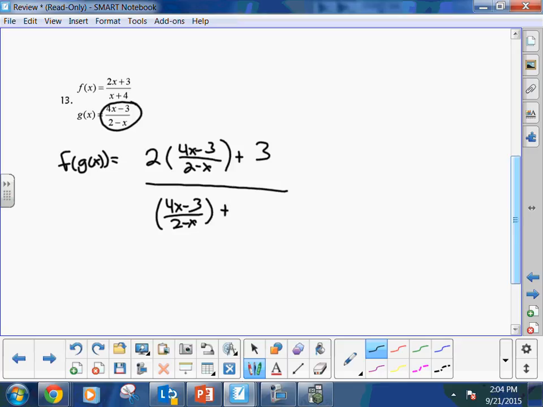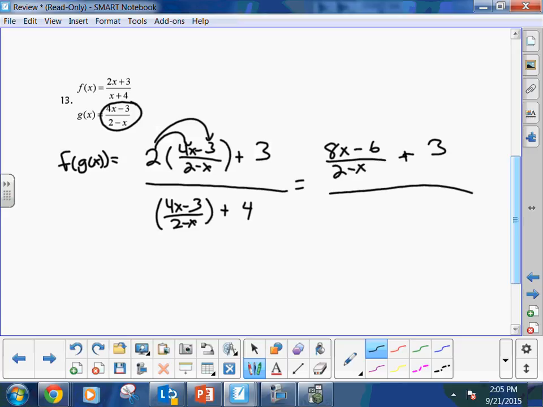plus 4. Now, we're going to have to distribute this too, and I'll end up with 8x minus 6 over 2 minus x plus 3. And then over here, I'm going to end up with 4x minus 3 over 2 minus x plus 4. I'm just carrying everything over. Now I have 2 fractions. My first step is to simplify and get one single fraction for a numerator and a denominator in order for me to apply more algebraic properties. So there's a 1 underneath here, so you've got 2 minus x, 2 minus x.